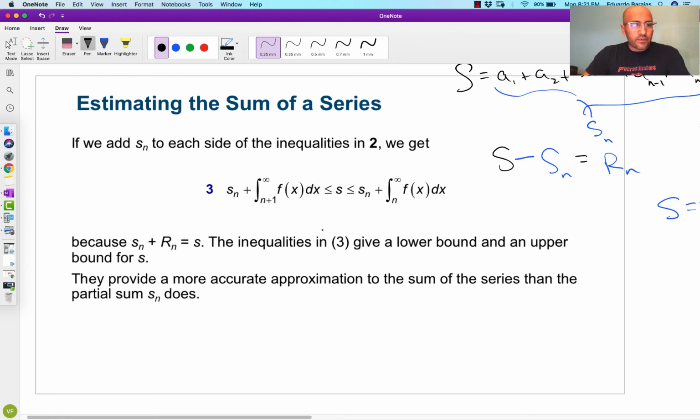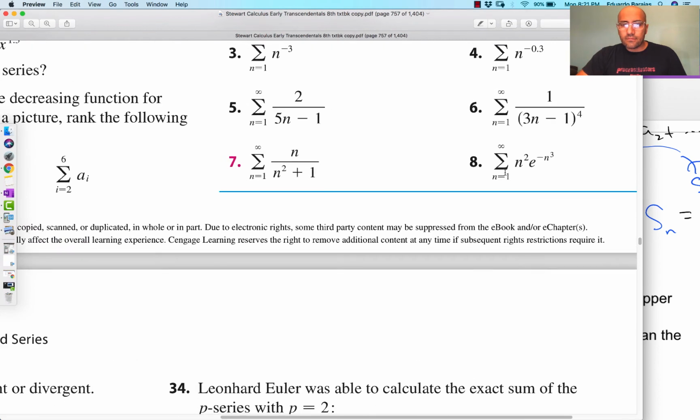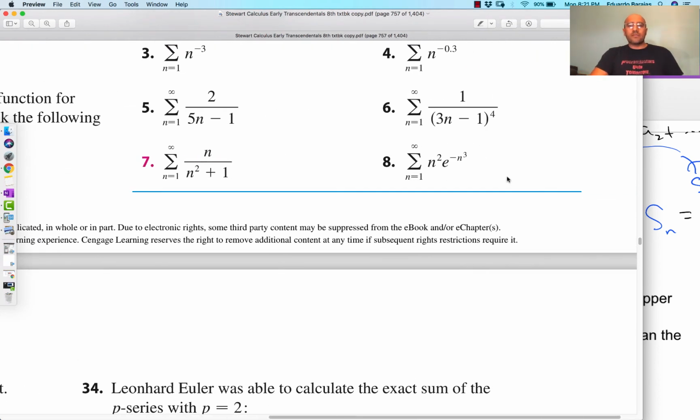Okay, so now let's take a look at some of the homework problems. Section 11.6. Okay, let's see, 3 through 8. Use the integral test to determine whether the series is convergent or divergent. Let's do number 8. Okay, so determine whether this is divergent or convergent by the integral test. Okay, so number 8 has n squared e to the negative.